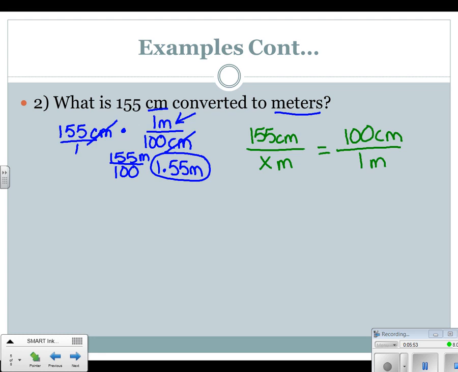Now I see relationships here in this proportion. I know that 100 divided by 100 gives me 1, which is in my denominator on the right side. So if I take 155 divided by 100, I get x, which is 1.55 meters. So what I just did here is I showed you two different ways I converted centimeters into meters.